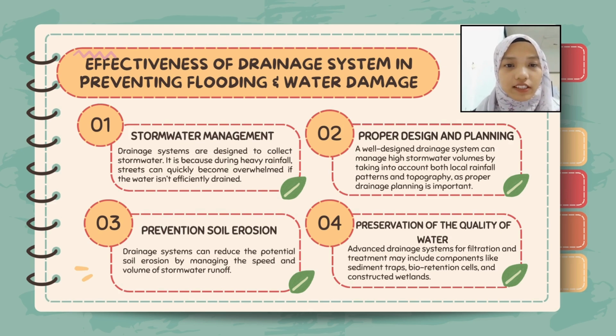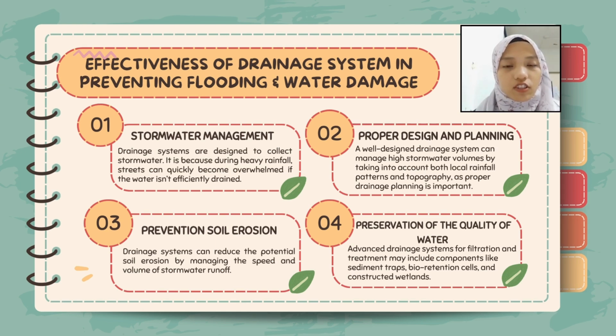Second, proper design and planning. A well-designed drainage system can manage high stormwater volume by taking into account both local rainfall pattern and topography, as proper drainage planning is important.